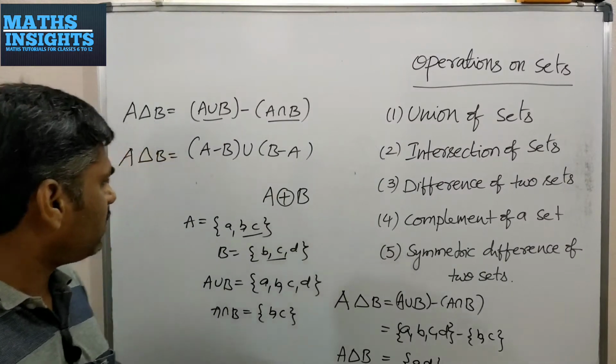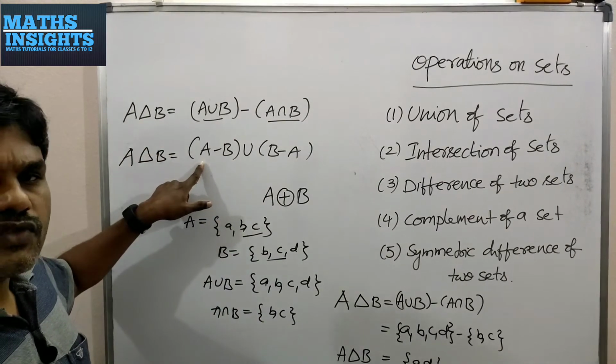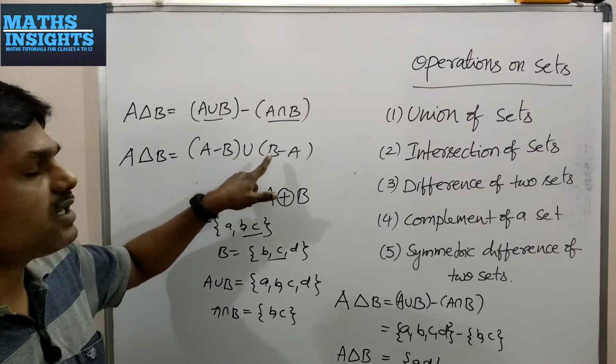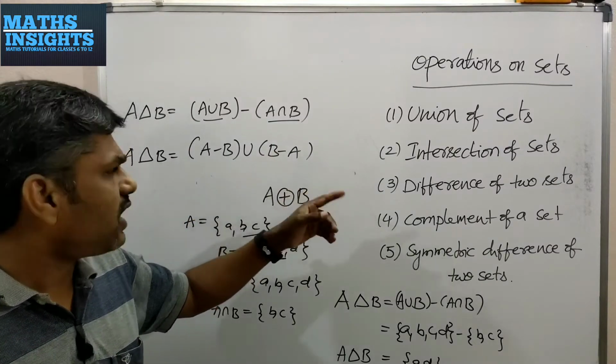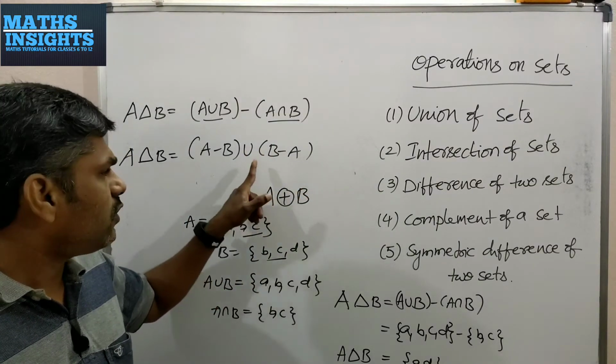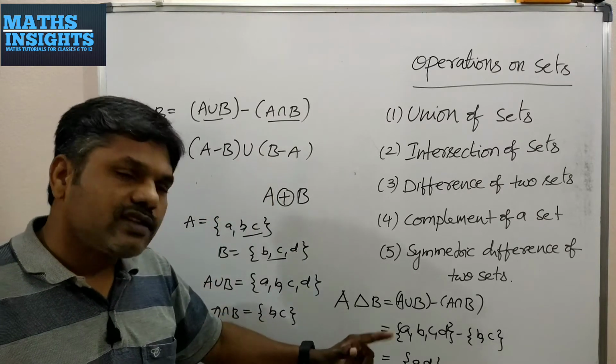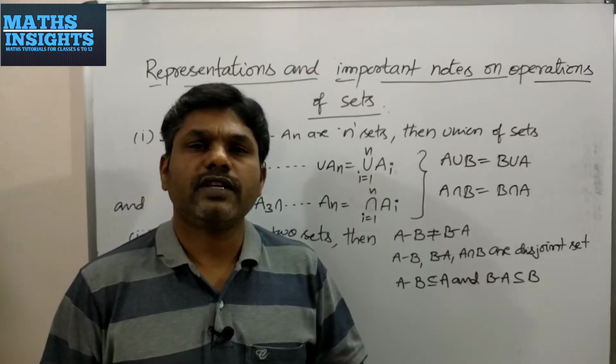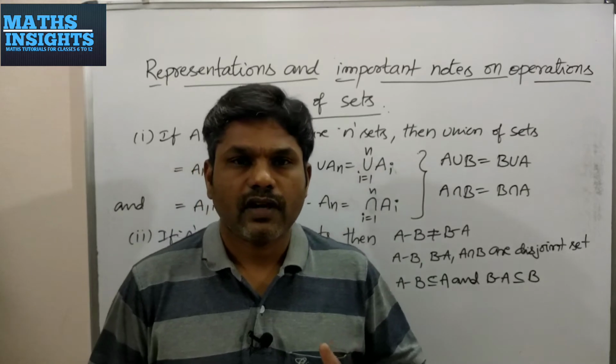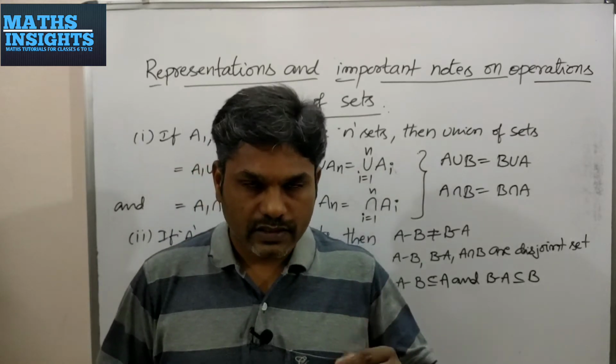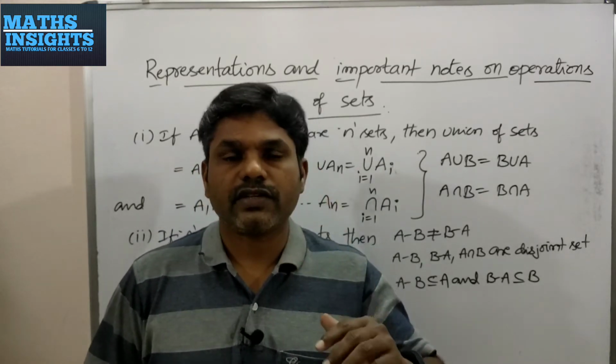In a similar manner, if you do it this way also, first doing A minus B and second B minus A, and then if you do the union operation, you will get the same answer. We discussed important operations on sets. After those operations, you have to know some representations and notes.